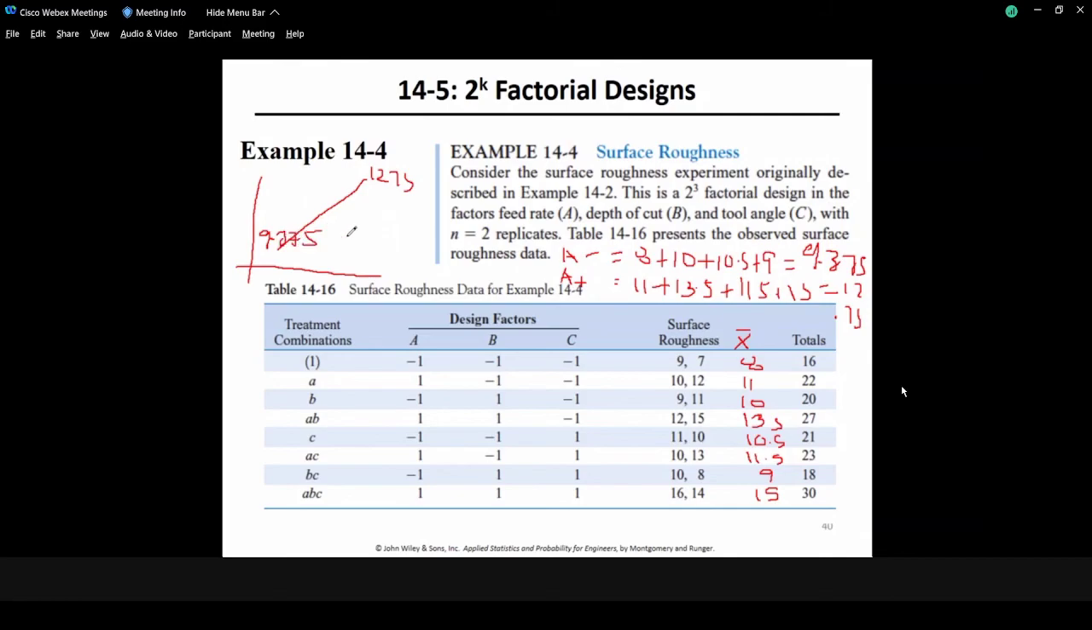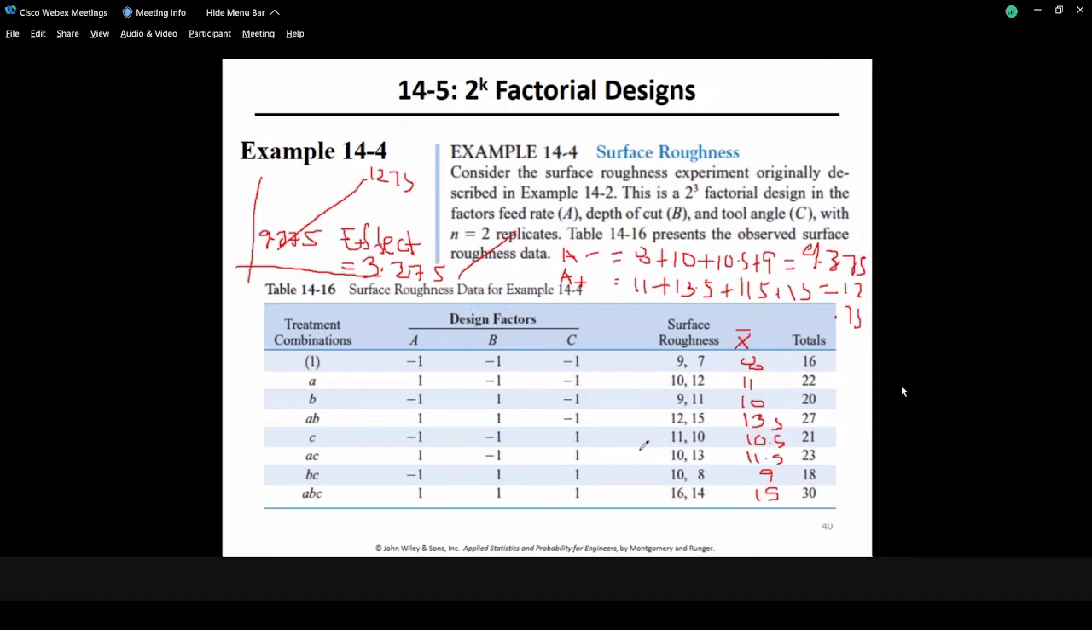The effect equals 12.75 minus 9.375, which is 3.375. Okay, I think this one should be correct.